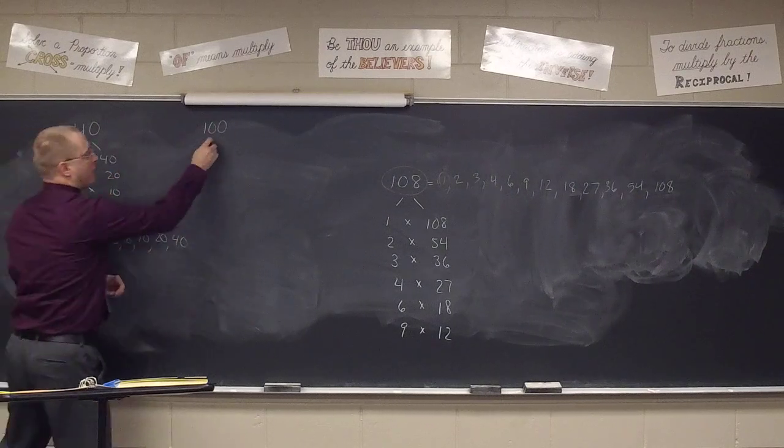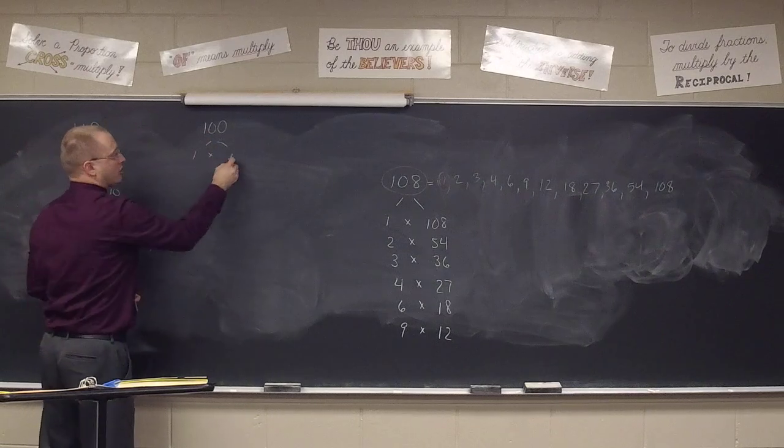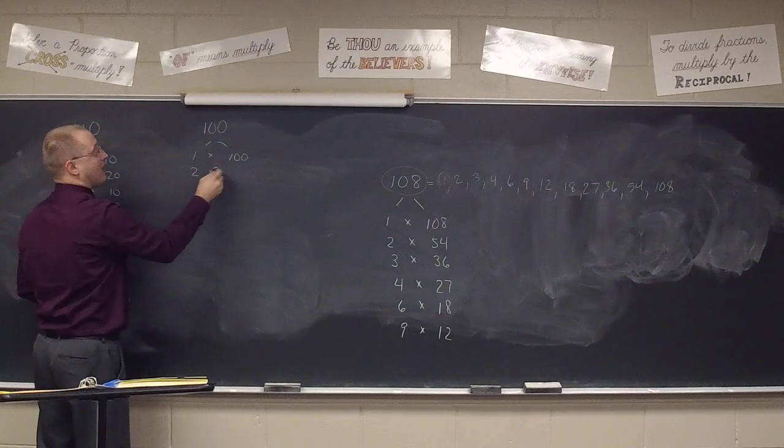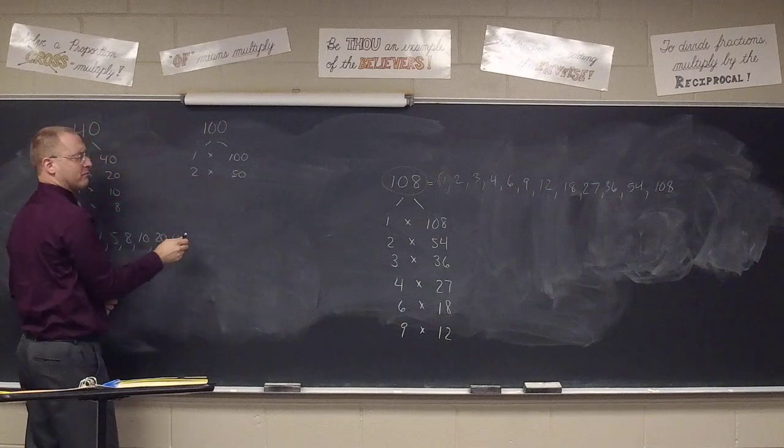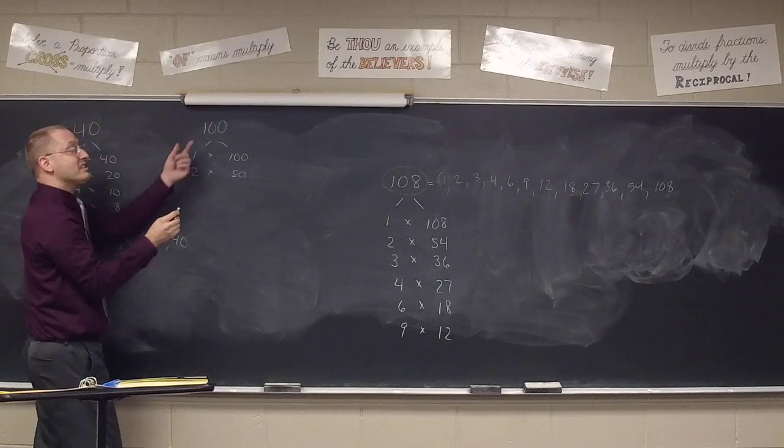All right, let's go with 100. Obviously, class, 1 times 100. Does 2 go in? Yes, 2 times 50. Good. Does 3 go in? No. Does 4 go in? Yes. It ends in double zero.